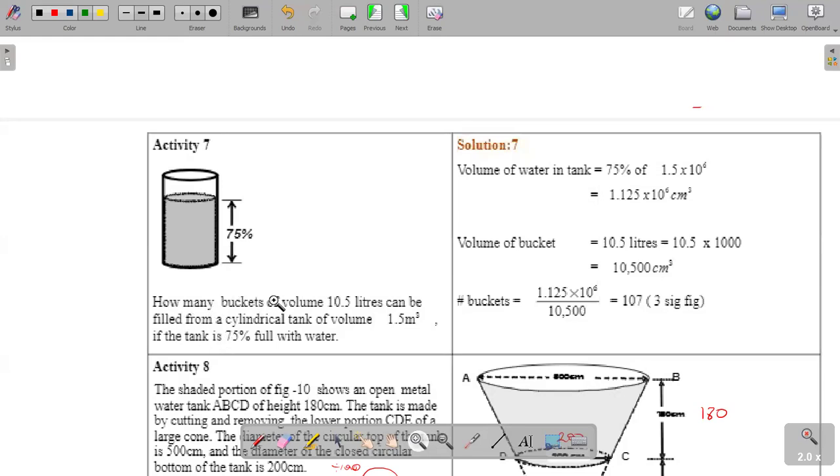How many buckets of volume? So that means, first of all, you gotta understand, one bucket is 10.5 liters. Please do not be afraid to mark up your exam. Write it out in a way that makes the information easier to remember. So one bucket is 10.5 liters, right? Can be filled from a cylindrical tank of volume 1.5 meters cubed.